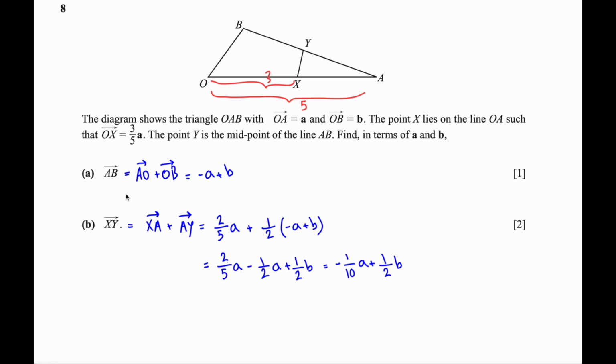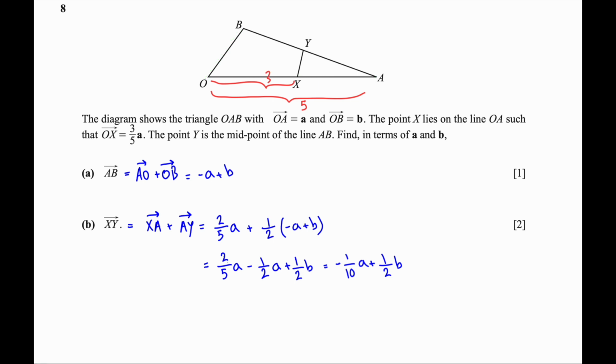Now I have to find vector AB in terms of A and B. So how can I go from A to B? You can go from A to O and then go to B. So AO is negative A, since OA is A, and OB is B. Therefore, I have negative A plus B.